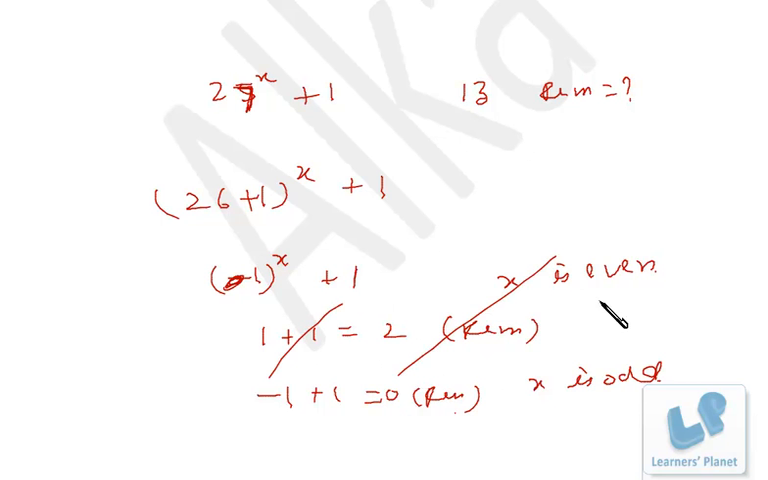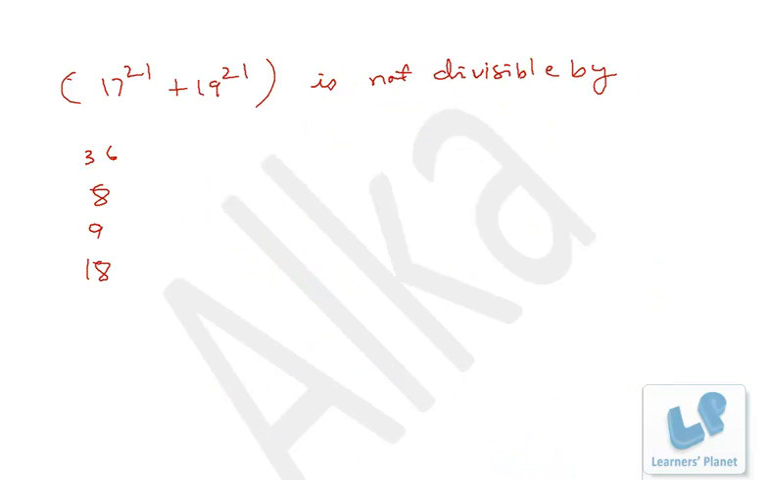Just be clear about it, because in that case it will be this. Whether x is odd or even, the remainder will be 2 only. So you should be clear about this. You can make some expressions on your own and practice with them. Now this expression is not divisible by.